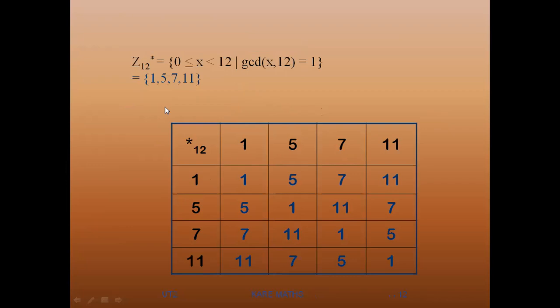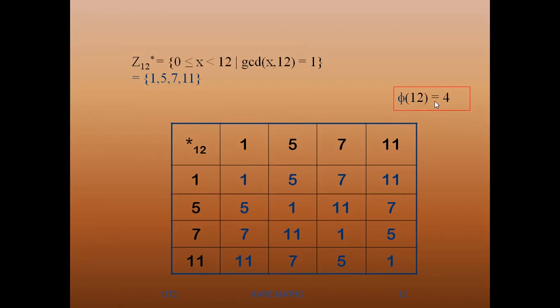So I'm just taking an example here. Z12 asterisk. x lies between 0 and 12, with GCD of x, 12 equal to 1. Relatively prime we are using, is it not? So GCD of x, 12 is equal to 1. So what are the numbers here? 1, 5, 7, 11. That is, phi of 12 equal to 4.